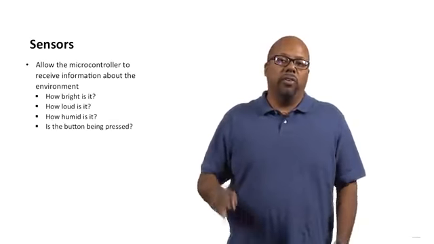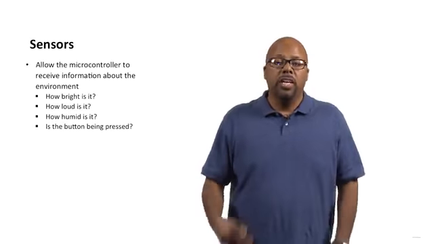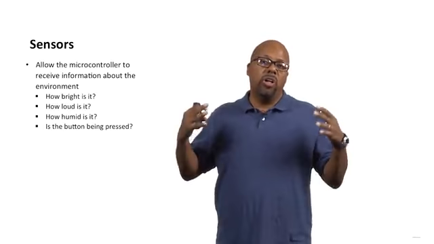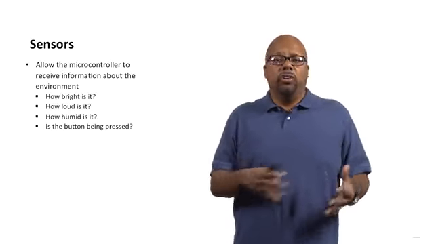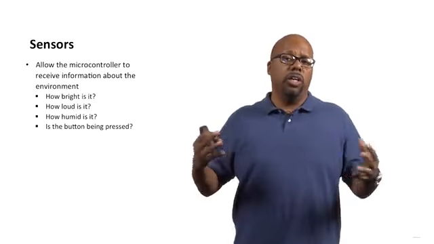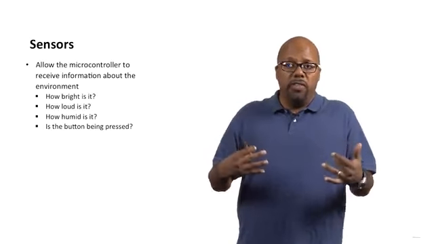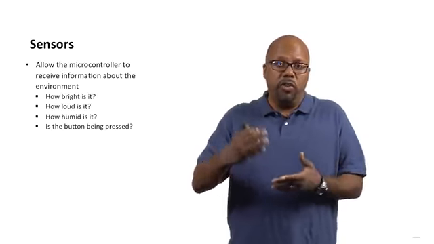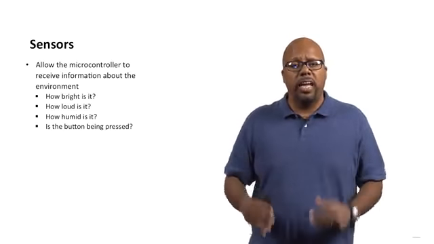Is a button being pressed? Is somebody pressing that button or not, like on a keyboard or just an on-off button? You can sense if that's being pressed. So this is all information from the outside world that the microcontroller is receiving in order to do its job. Say I wanted to detect humidity. If it's very humid out, I need to do something. So I receive the humidity, and I have some code that says if humidity is above whatever the threshold, then do my operation, something like that.